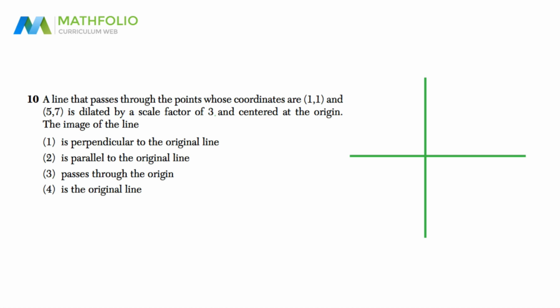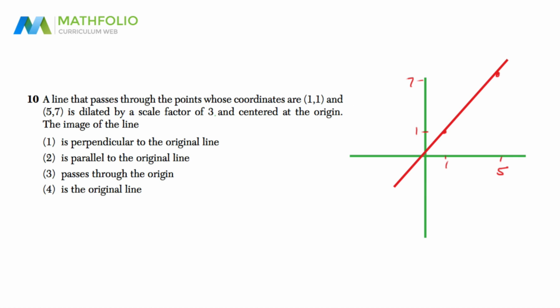So the point that we're given, first of all, is 1, 1. So let's say this is 1, and this is 1. And the next point is 5, 7, so 5 might be over here somewhere, and 7's all the way up here. So this is 5, 7. And it says a line passing through these points is dilated by a scale factor of 3. Well, the line itself might look something like this.